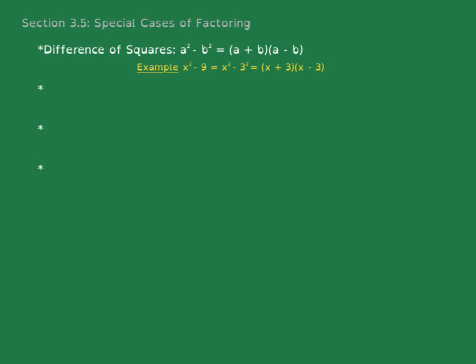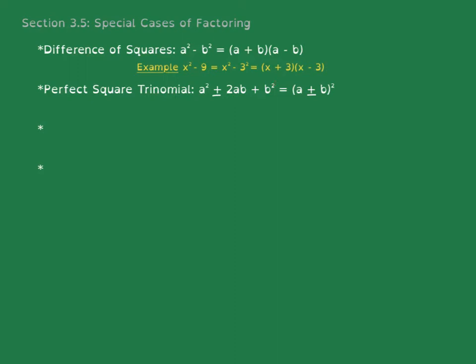Let's move on to the second special case of factoring. It is a perfect square trinomial. We also saw these last week when we were doing the multiplication of binomials. Just a reminder, the perfect square trinomial is of the form a squared plus or minus 2ab plus b squared.